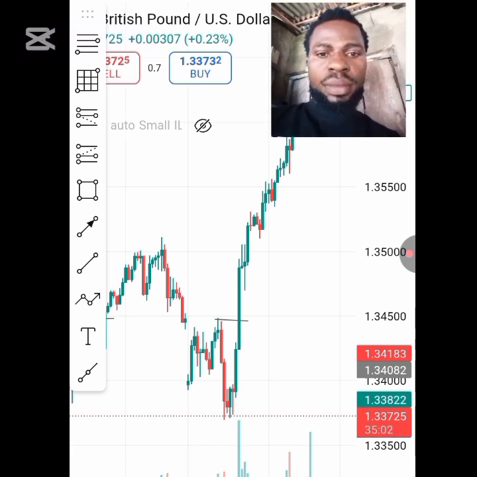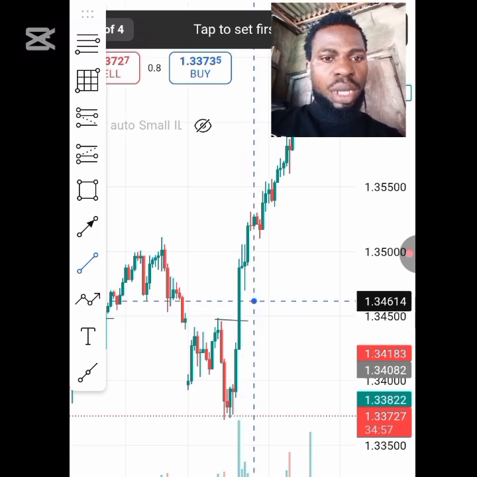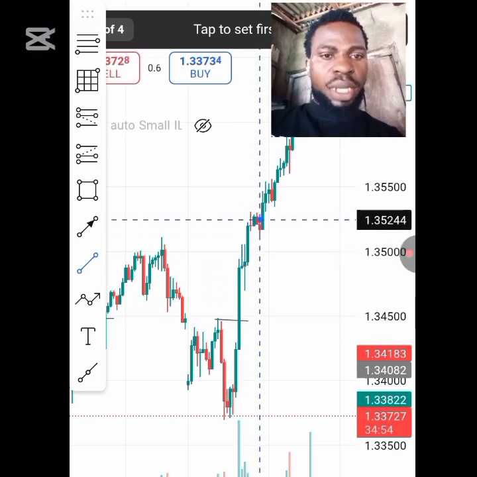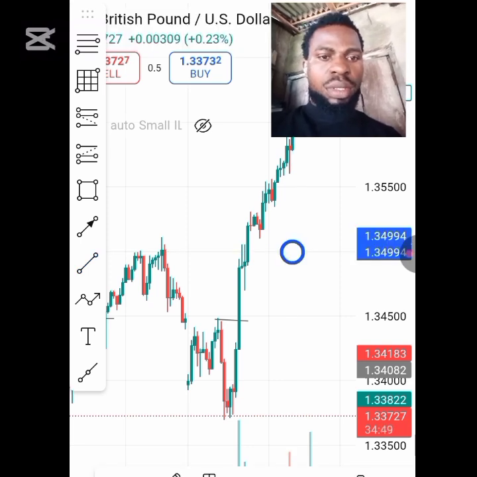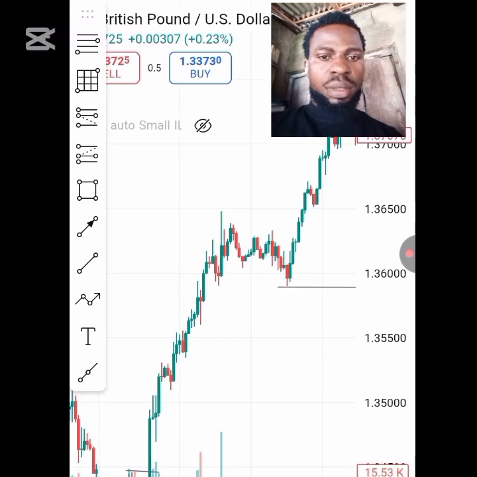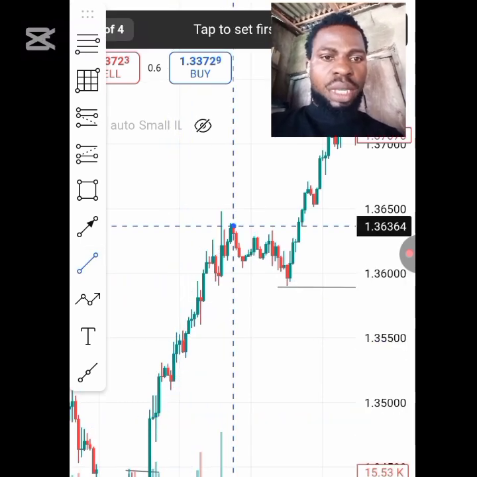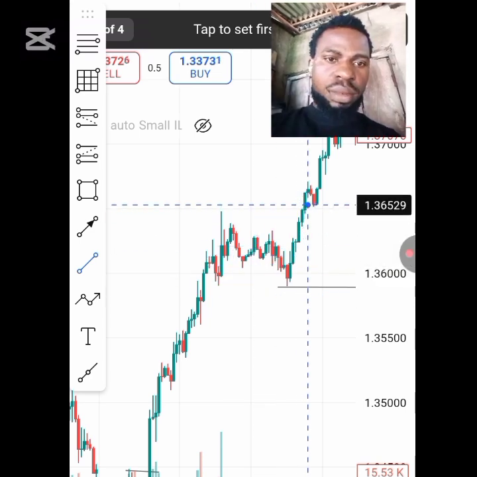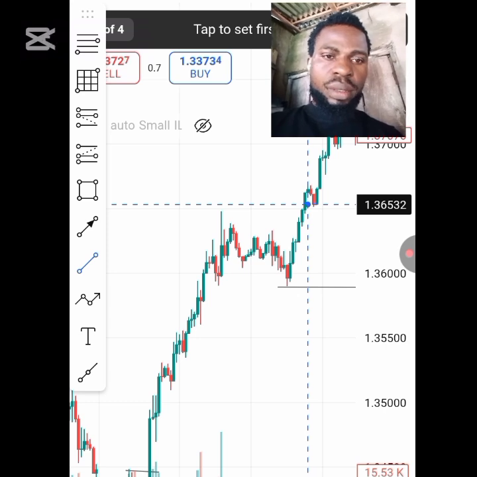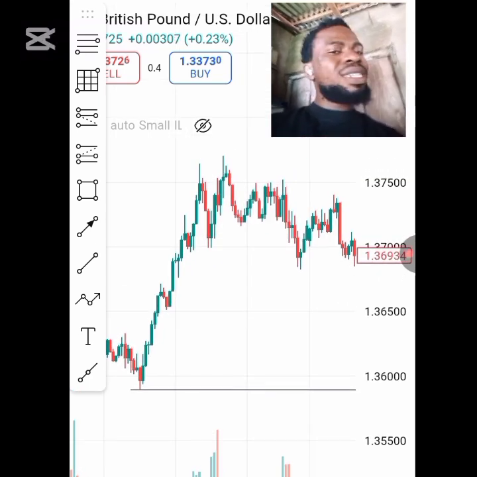So here, it broke structure here and retraced and started buying. Let me zoom this so you can see. So it started buying. It continued buying. Here it retraced and continued buying again, and continued buying until it reached here.